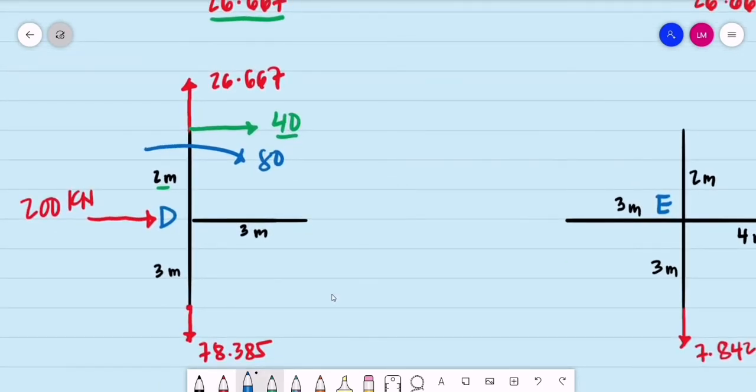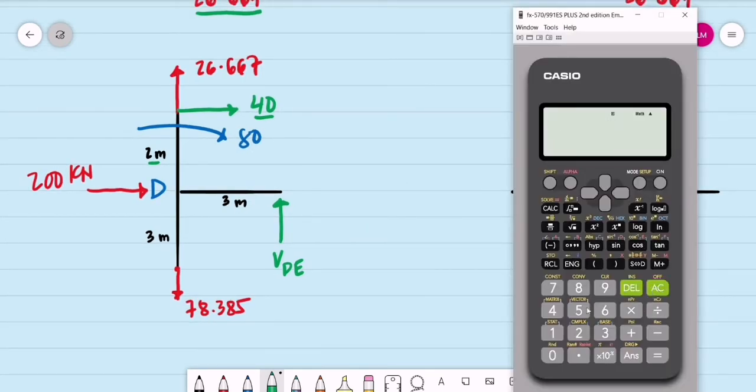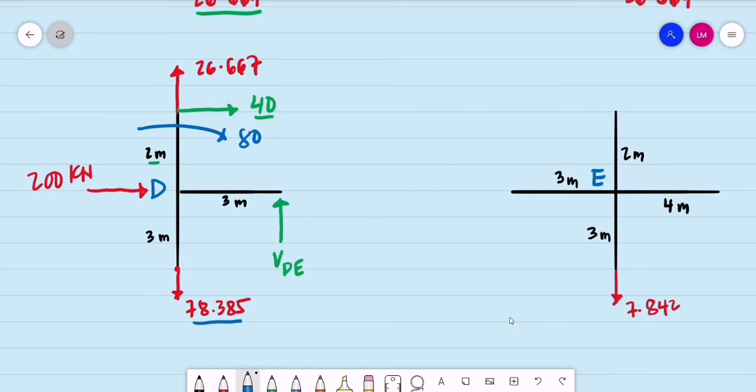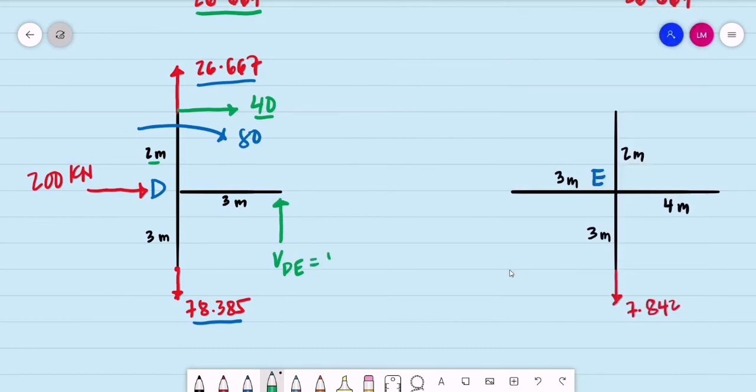Okay, so we may compute for the shear for beam DE. Let's say this is the shear for beam DE. How do we compute that? We can have it by summation of forces vertical. So I'll be just doing the direct computation. That is the same as the difference of the two, I think. The difference of these two forces, the 78.385 and the 26.667. Is 78.385 kilonewtons less 26.667. So we have it as 51.718. So it's equal to 51.718 kilonewtons.